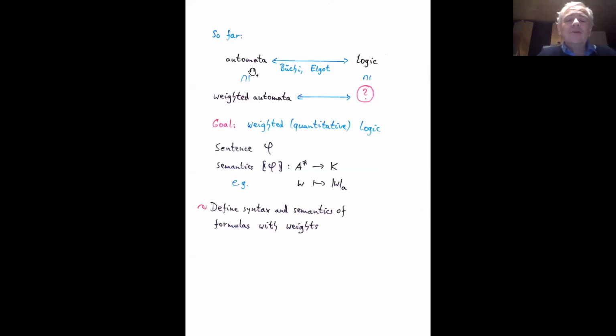Okay, so far we have seen this correspondence between automata and logic, the result of Büchi and Elgot, and the extension to weighted automata. So now the question is, can we extend the logic to some weighted logic such that we get an equivalence result which extends the equivalence result of Büchi and Elgot? So we want to have this weighted or quantitative logic, and given a sentence phi, its behavior should be the same as the behavior of a weighted automaton. So it should be a function from A star into K. For instance, it might map a word to the number of A's. That's our goal, and we want to define syntax and semantics now for formulas with weights.